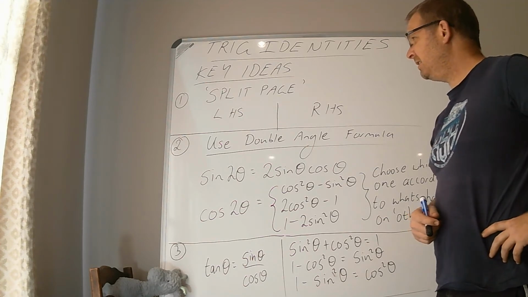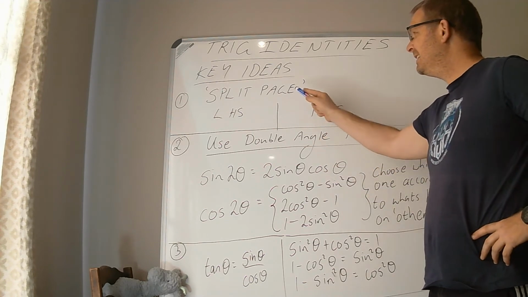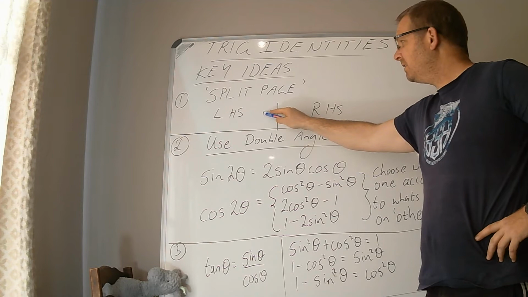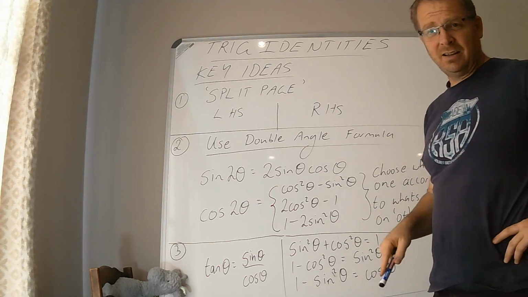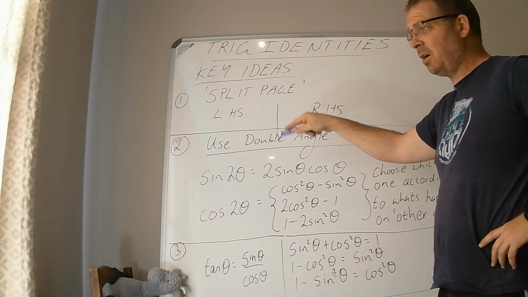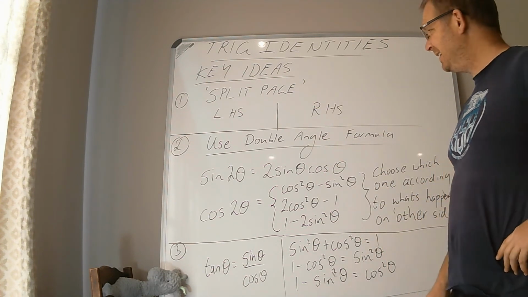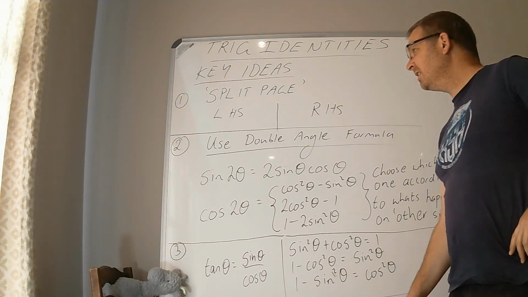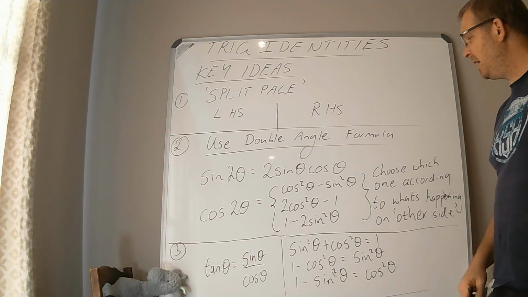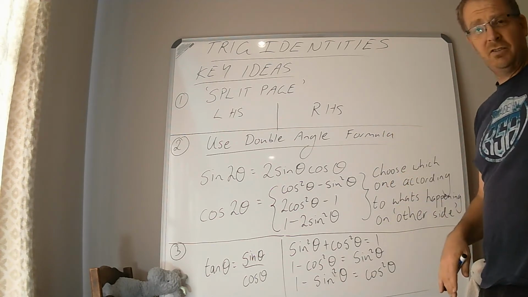Some key ideas, which are very similar to what you did in grade 11 when you're doing identities. First of all, just start off by splitting the page. So you have your left-hand side, draw a line, the right-hand side. Sometimes you'll work with one side, just one side. Most times you'll work with both sides and show that the left-hand side is equal to the right-hand side. The difference from grade 11 is now you're going to be using double angle formula, as well as compound angle formula. We'll talk through those just now.